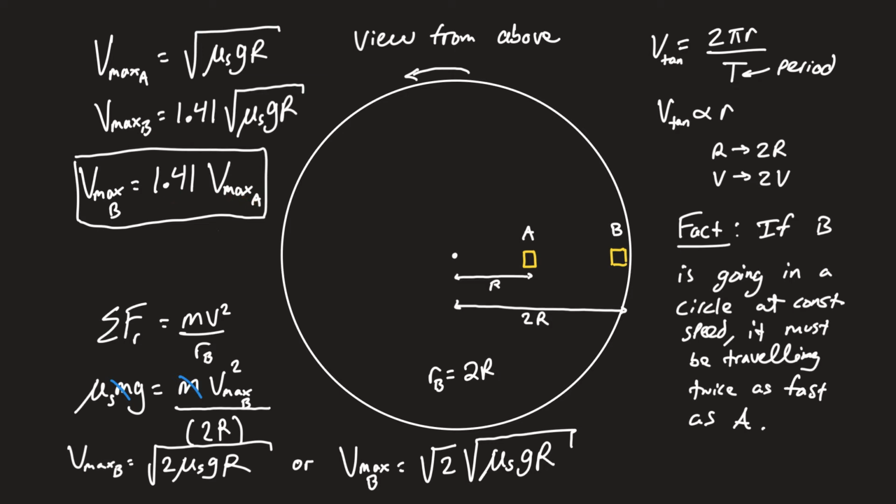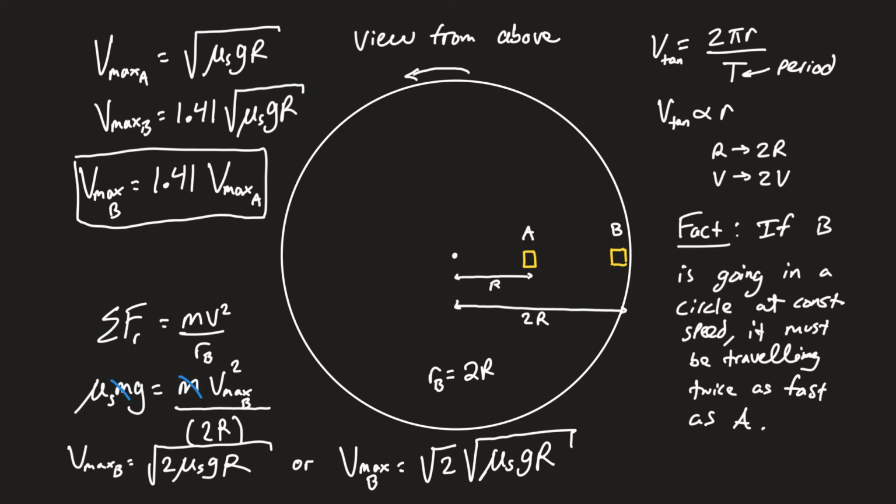So what does that really mean? It means that if we take the object and move it to location B, the fastest it would be able to go compared to its speed at A would be 1.41 times. Now think about that for a second. If it goes any faster than that, it's going to slip. So friction is providing this constraint that will only allow us to go 1.41 times as fast as we were going here if we still want to move in a circle without slipping.